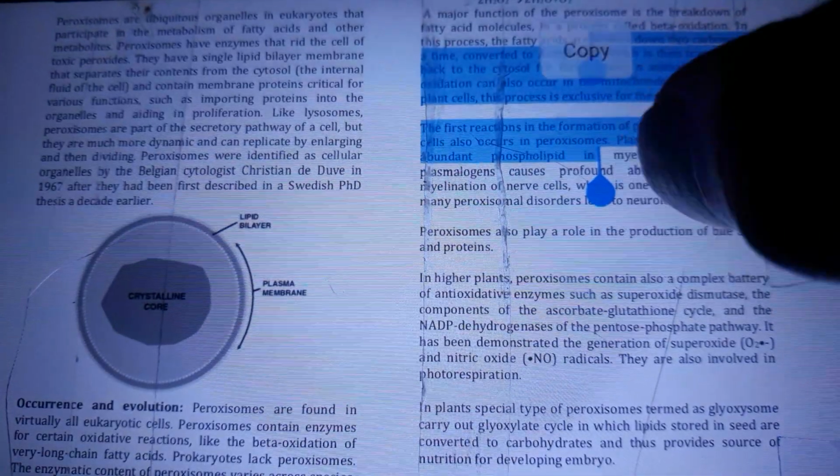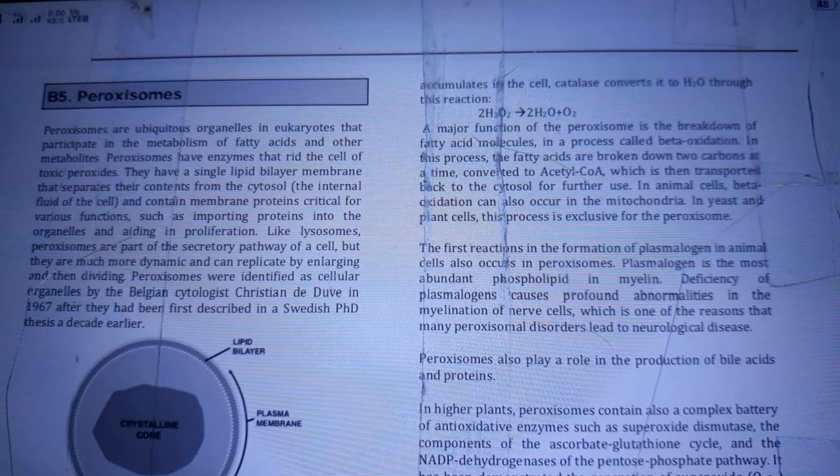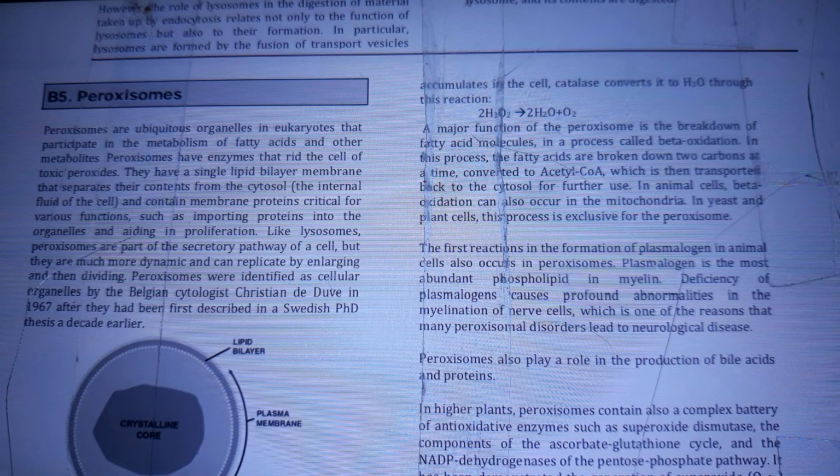It's called peroxisomes, topic B5. Peroxisomes are ubiquitous organelles in eukaryotes that participate in the metabolism of fatty acids and other metabolites. Peroxisomes have enzymes that rid the cell of toxic peroxides. They have a single lipid bilayer membrane that separates their contents from the cytosol, the internal fluid of the cell, and contain membrane proteins critical for various functions, such as importing proteins into the organelles and aiding in proliferation.